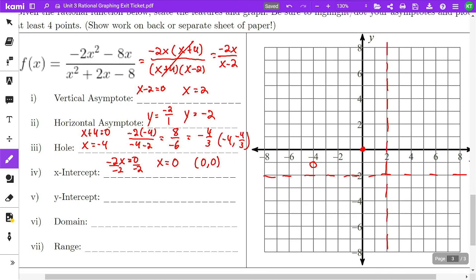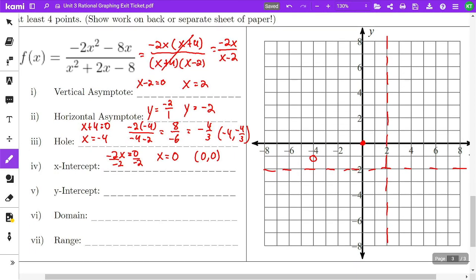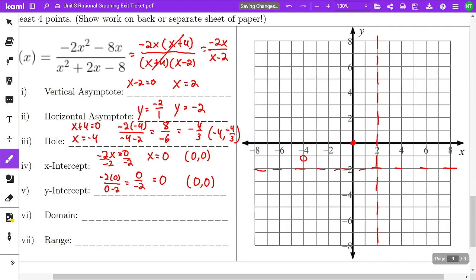And then for my y-intercept, I'm going to plug in 0 for all my x values. So I'll have -2 times 0 divided by 0 minus 2, which will give me 0 divided by -2. And 0 divided by anything, or 0 divided by -2 in this case, will give me 0. So again, my y-intercept will also be at the point 0, 0. No need to plot that twice.